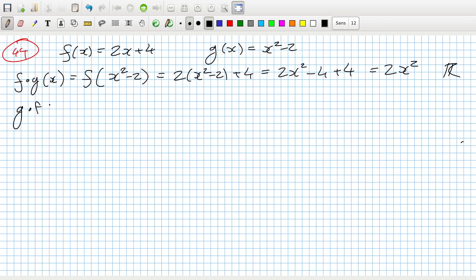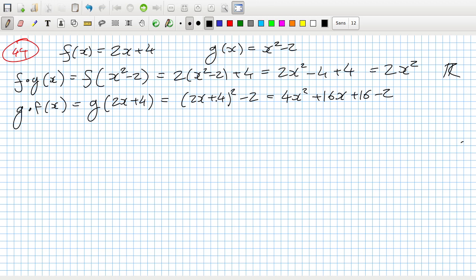And then g of f of x equals g of 2x plus 4, which equals 2x plus 4 squared minus 2, which is 4x squared plus 16x plus 16 minus 2. First one squared, twice the first by the second, and then the second squared. So that is 4x squared plus 16x plus 14, all real. Okay, 45.